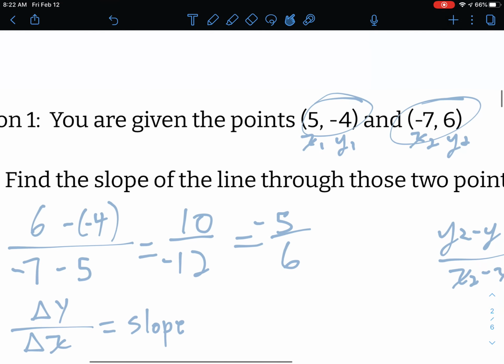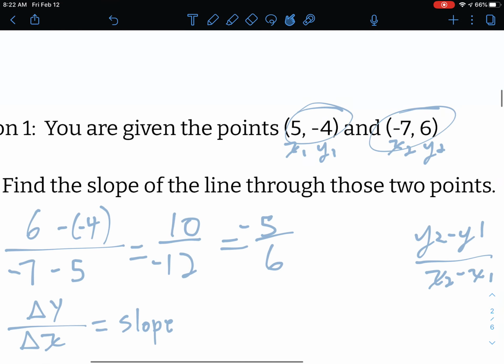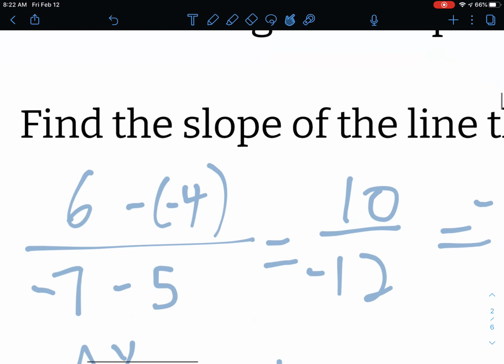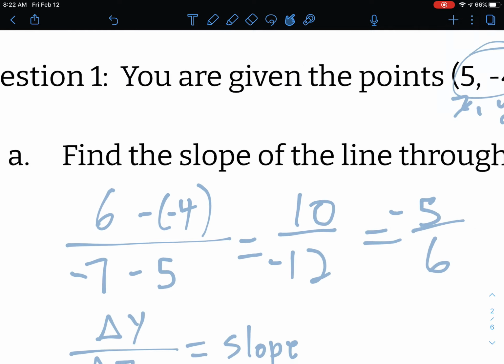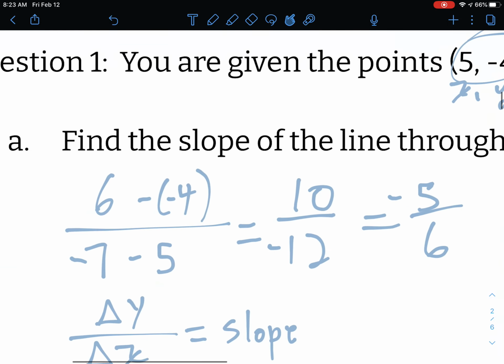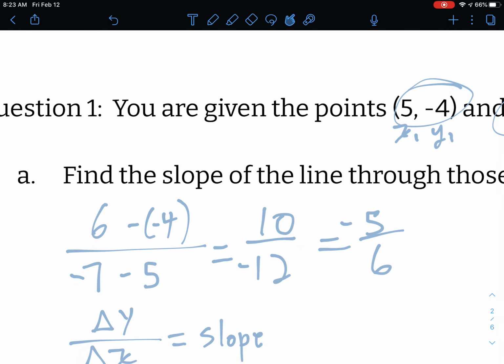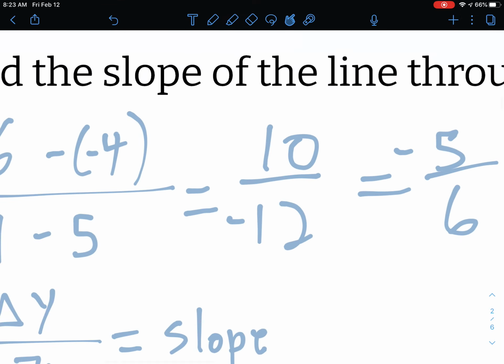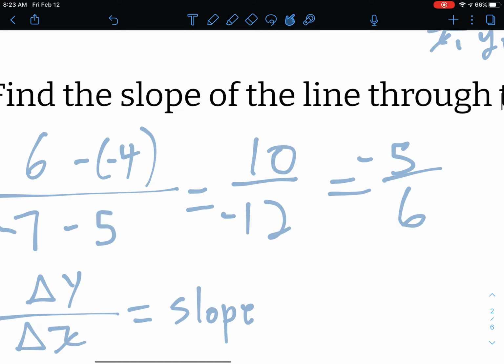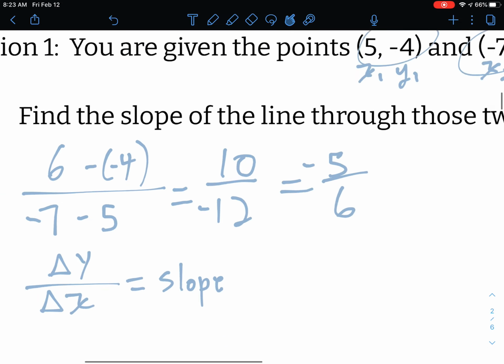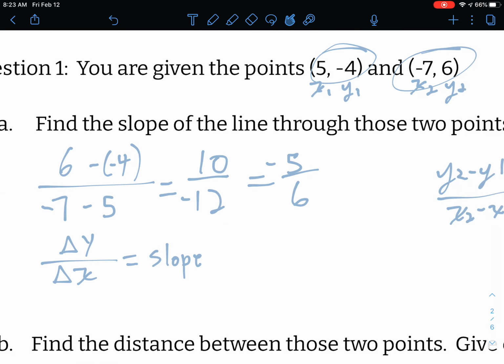And so we put it in y2, 6 minus negative 4. This can just become a plus because 2 minuses become a plus. So that's going to be 10. And here we have negative 7 x2 minus 5 x1, and that's going to be negative 12. So 10 over negative 12, this negative 12 just makes the whole fraction negative. I'm going to simplify this, divide both 10 and 12 by 2, and you get negative 5 over 6. And that's your slope.